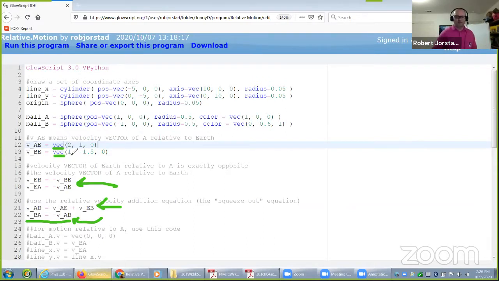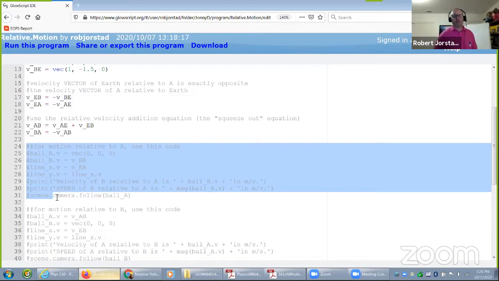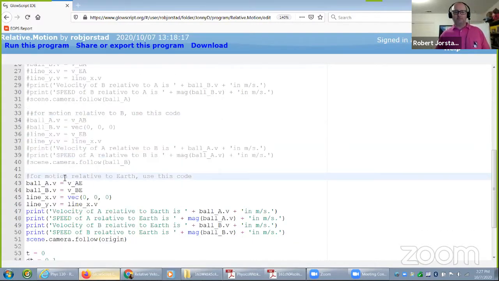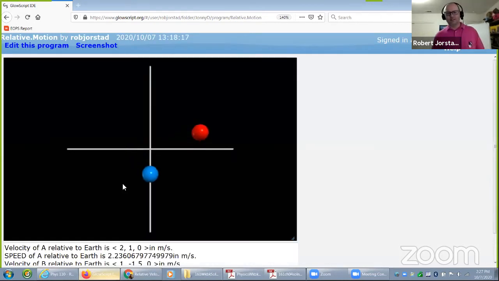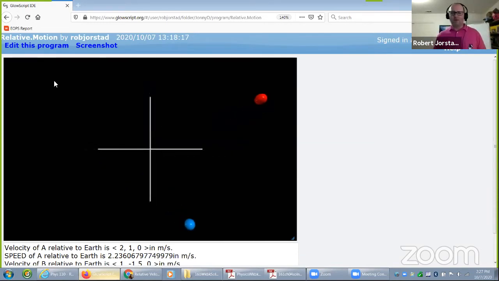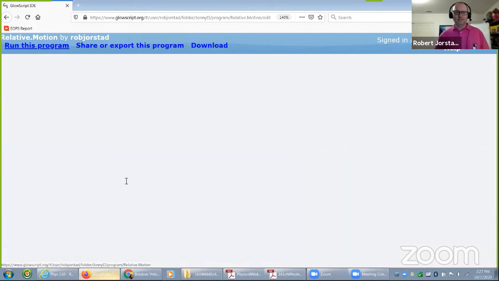All right, so let me clear that out for a second. Now, what have I done in this code? This is kind of cheesy, but if I want to do the motion relative to A, I'm going to uncomment this section of code. If I want to do the motion of B, I do this. And right now, this is set up just to look at everything relative to the Earth. You don't need to understand all that, but let's just take a look at it. So there's the idea. There are two balls moving. Maybe there are two cars driving away from an intersection or two planes leaving an airport. All right, so let's go back into here.